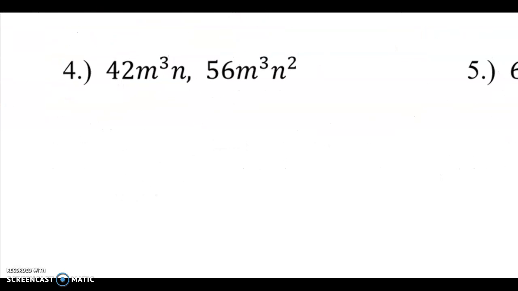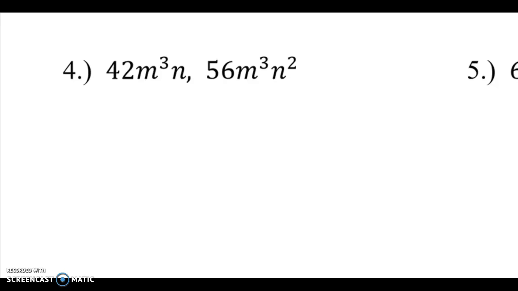Looking here, 42 and 56. So 42 is divisible by 7 and 6, and 56 is also divisible by 7. So you would think 7, but let's take a moment and check all the other numbers.